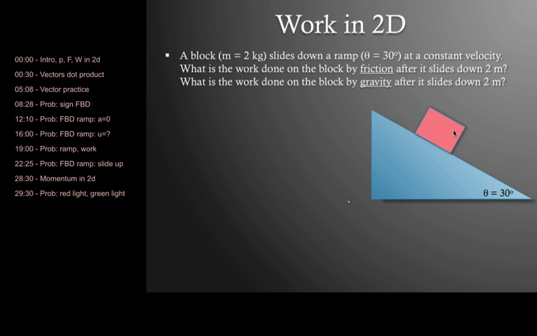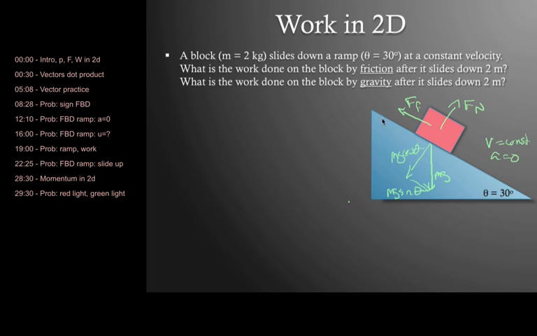So now let's look at the work that's being done on a box. So this box is going to slide at some constant velocity, so that means that a is 0. So let's look at the forces that are on this box. We have mg again. We're going to split this up into the two pieces, mg cosine theta, and then mg sine theta. So we have the normal force, and we have the force of friction.